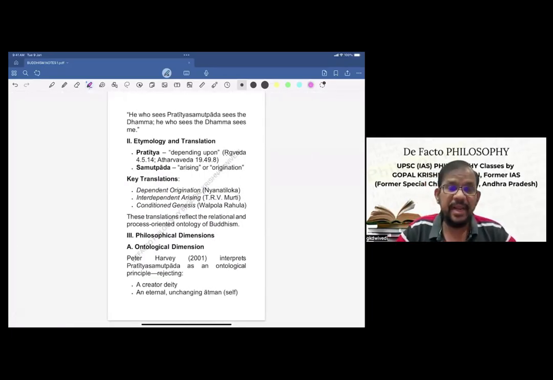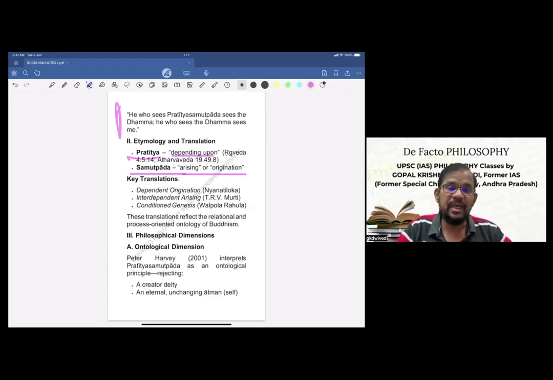Another point has been mentioned: he who sees Pratyut Samutpad sees the Dhamma; he who sees the Dhamma sees me. This is again a statement from Buddha. Now, what is the etymology, I mean, the literal meaning of this? Pratyut means depending upon. Samutpad means arising or origination. So this is the literal meaning of these two words: depending upon, and arising or origination.